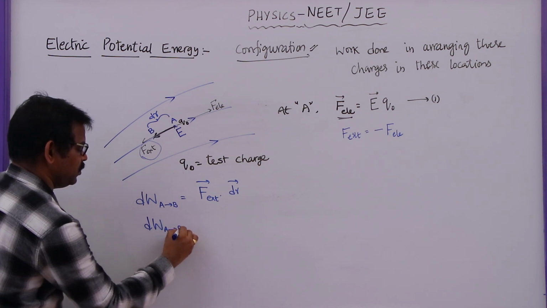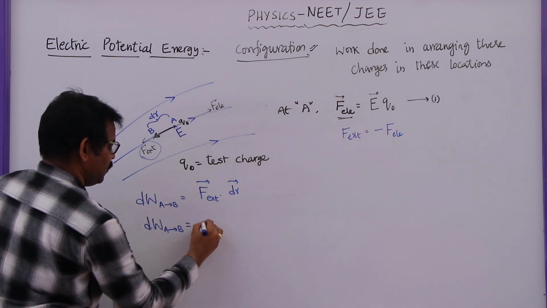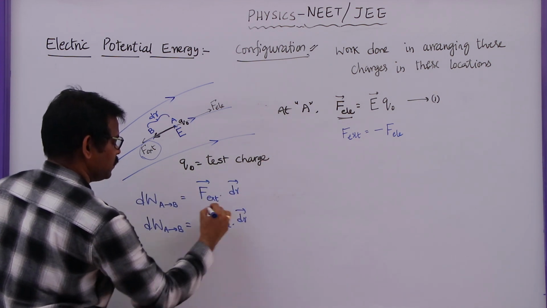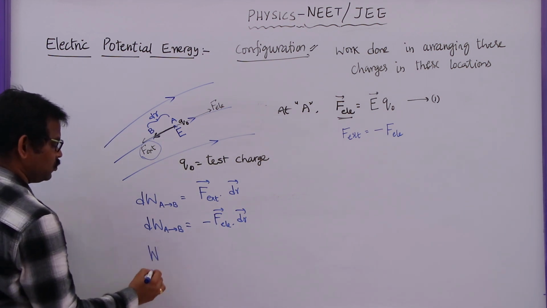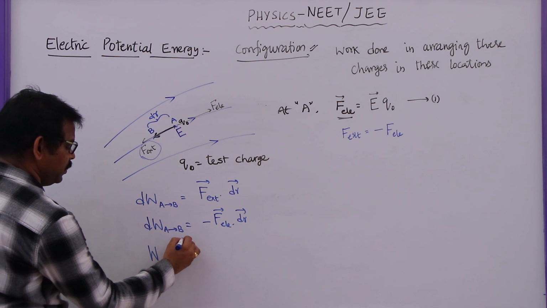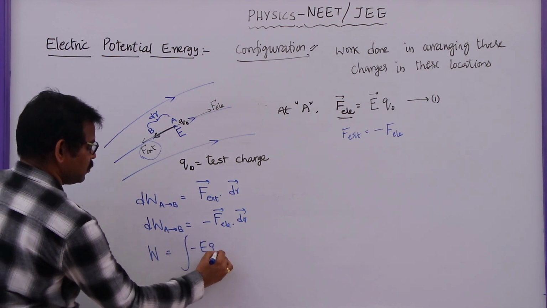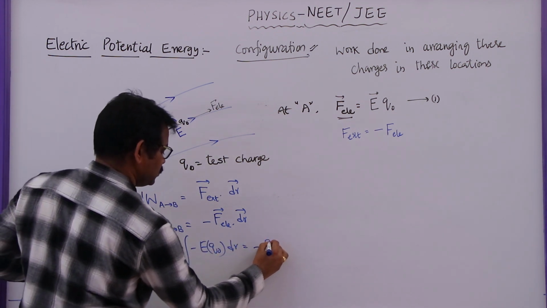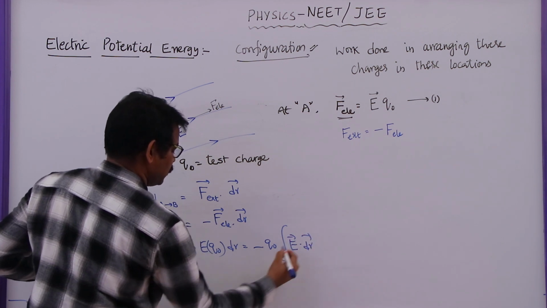In this case, we can write dW to move the charge from A to B is equal to, instead of F external, minus of F electric into dr. So what is the total work done? The total work done to move the charge is given by the integral of minus EQ naught dr, or minus Q naught integral E bar dot dr.